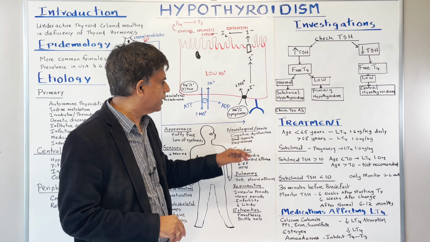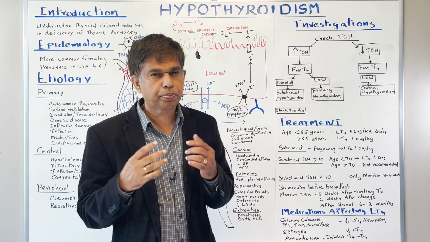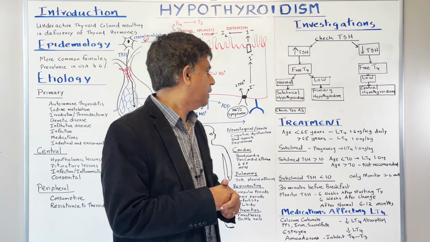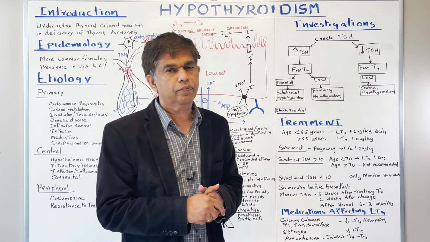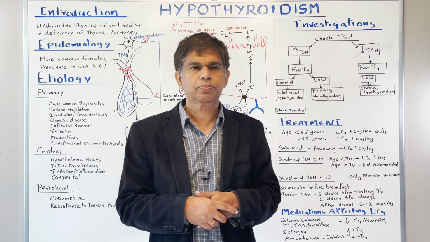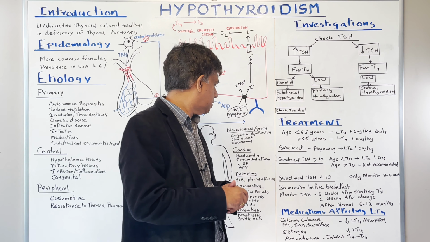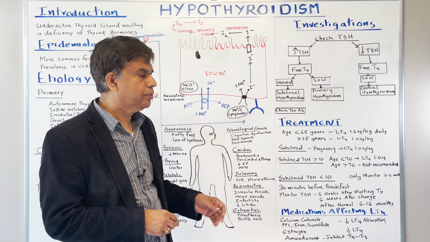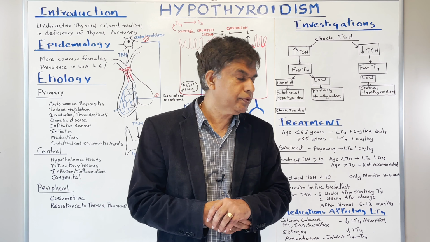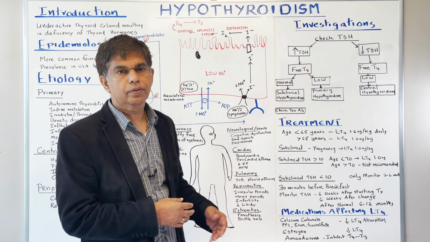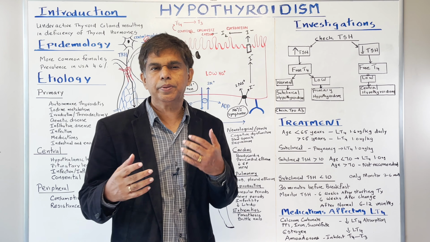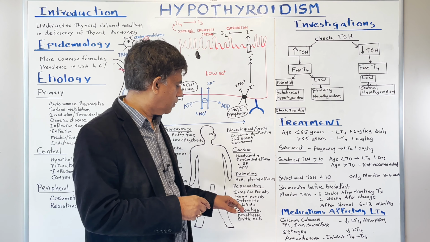Now, neurological, they can say cognitive dysfunction. Depression also is very common. You got slow speech. Cardiac, we have to be very careful: decreased ejection fraction, bradycardia, pericardial effusion, hypertension. Pulmonary can cause pleural effusion, and then reproductive is also very, very important. It can cause amenorrhea, irregular periods, infertility, and decreased libido.